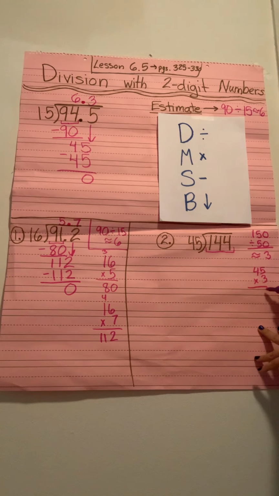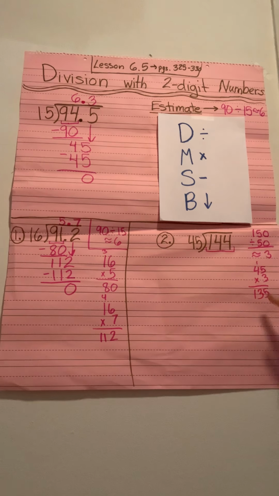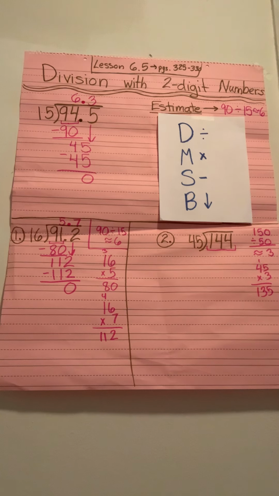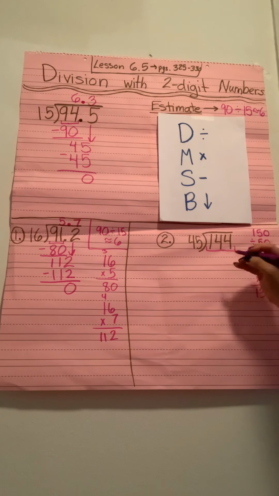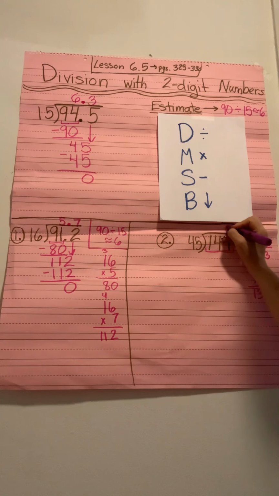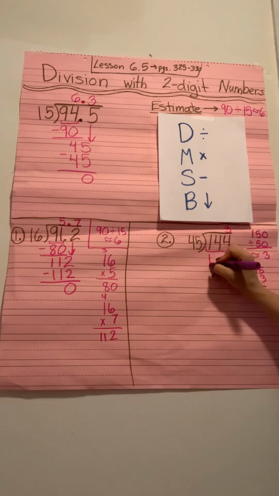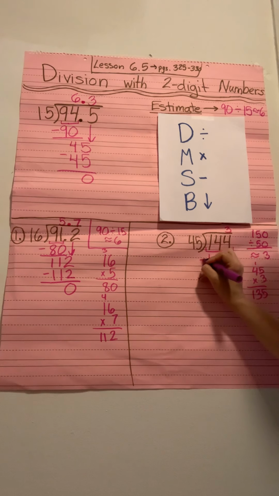Okay. 3 times 5 is 15. That's 12 plus 1 more is 13. Oh, good. I can do 135. That works out fine. Okay. So first thing I'm going to do is put my 3 up here. 45 times 3 is 135.